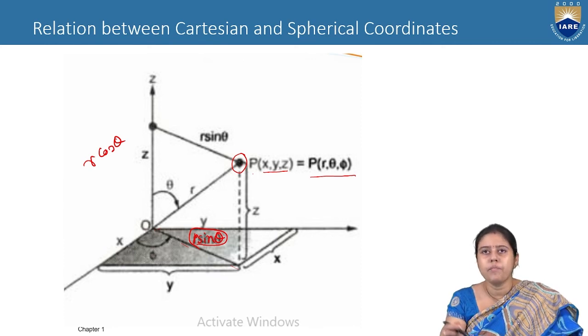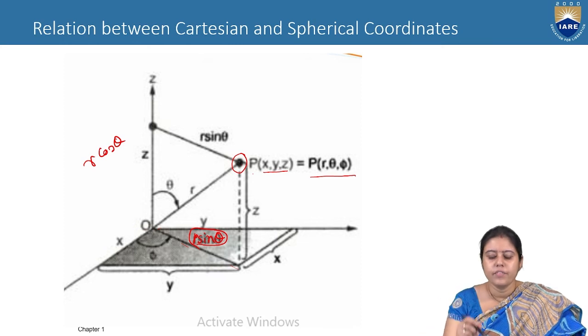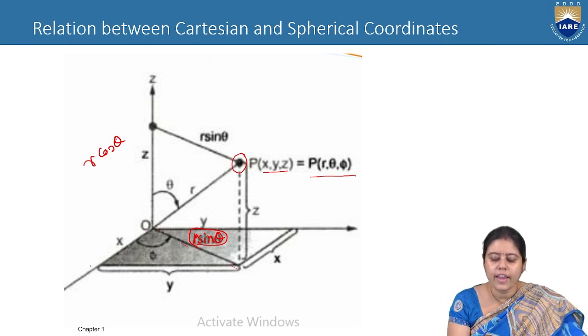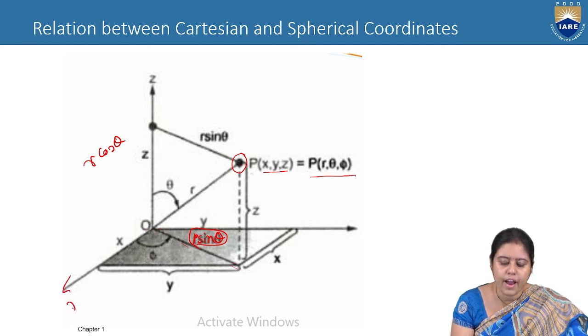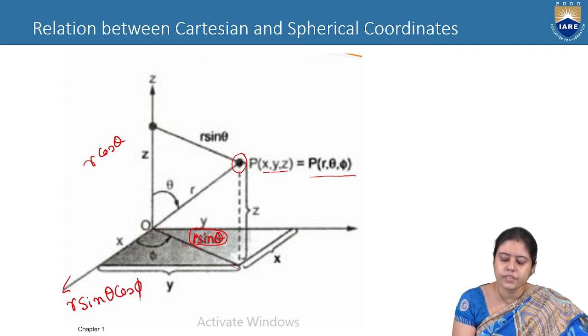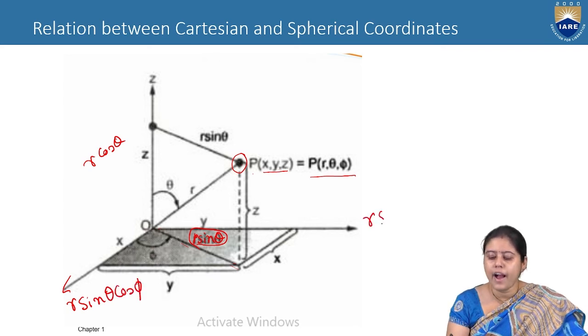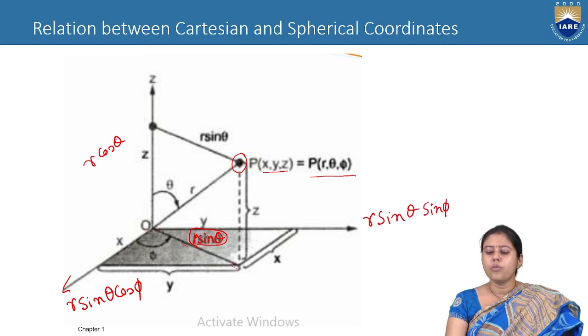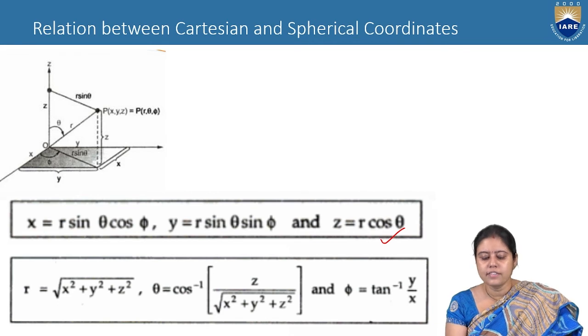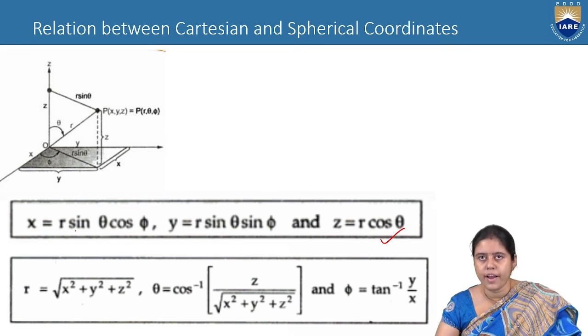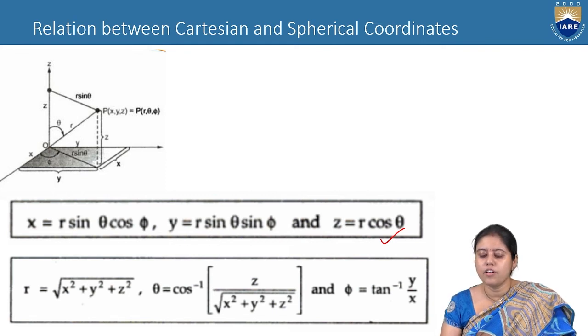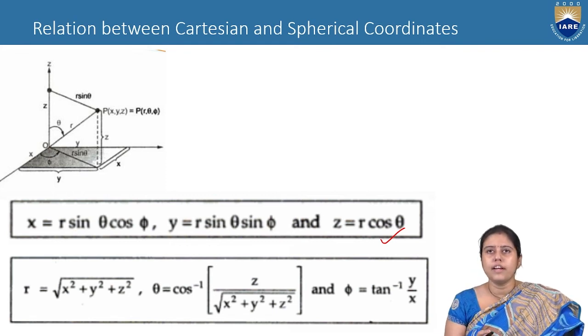The angle is phi, because this is rotating. So, what will be the value? Again, we can divide it into two axes. So, it will be r sin theta cos phi. So, y should be r sin theta sin phi. So, what is the relation we got? X is equal to r sin theta cos phi, y is equal to r sin theta sin phi, z is equal to r cos theta. So, we got the relation.